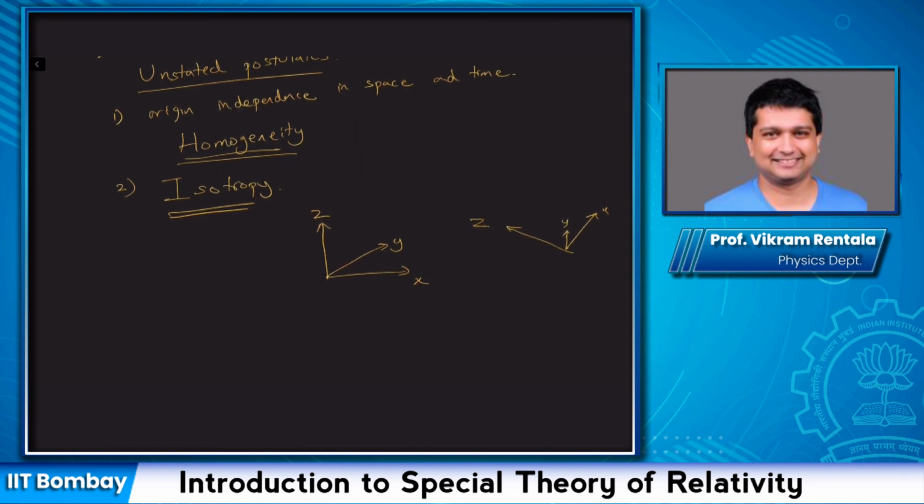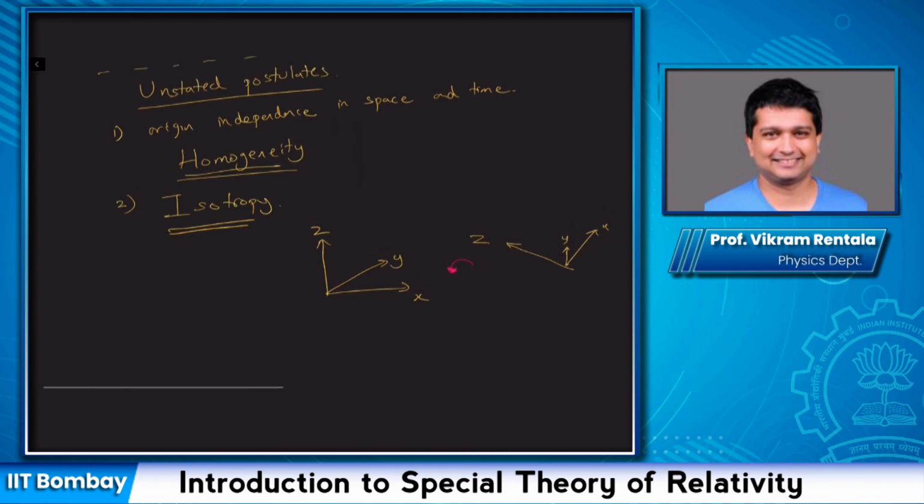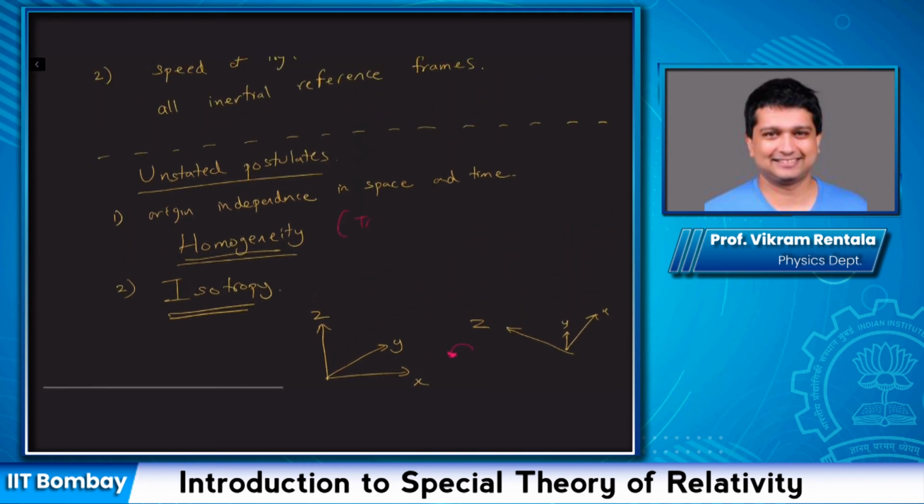Even under this rotation, the physical law would take exactly the same form. So homogeneity has to do with translations in space and time. This is where you're talking about observers who are not moving with respect to each other, but are just located at different choices of their origins in space and time. And isotropy has to do with observers who have axes which are rotated with respect to each other. And all such observers should again measure the same form of the physical law.